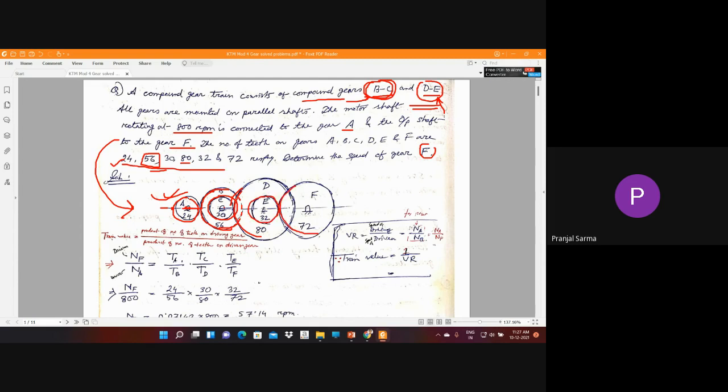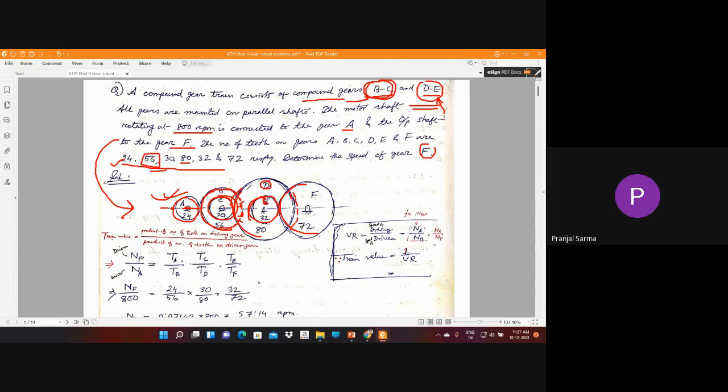Now here if you look, this portion is on the back side. C and D are in mesh, so B is not in mesh with D. So this portion we are showing with a dotted line. Similarly, in this case, gear E, the smaller one, is in mesh with gear F. Gear D, which is on the same shaft as gear E, is not in mesh with gear F, but rather gear E is in mesh. So this portion we have drawn with a dotted line. Okay. So after that, the rest is simple.